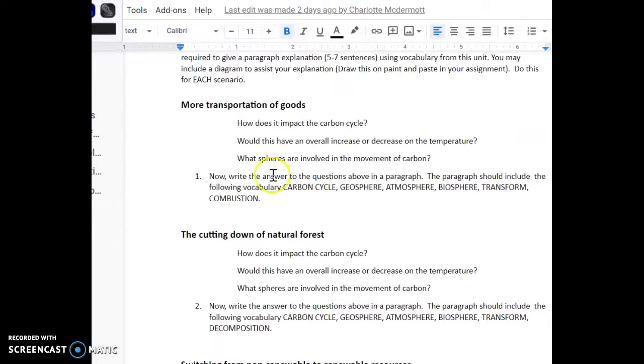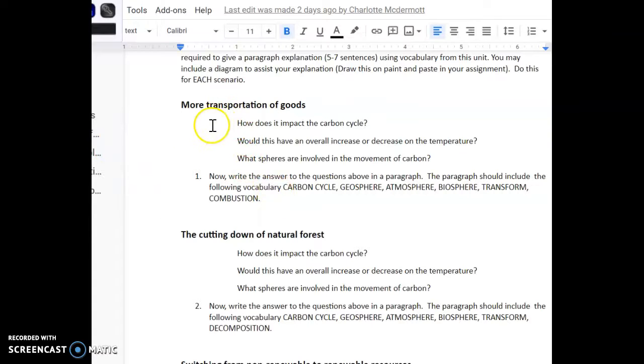All right, so transportation of goods. How does this impact the carbon cycle? Do not just say that it's bad, okay? We want to know the impact on the carbon cycle will be moving carbon from one place to another, and we'll get to that here in just a second. What's the overall increase or decrease in temperature, and what spheres are involved in the movement of the carbon?